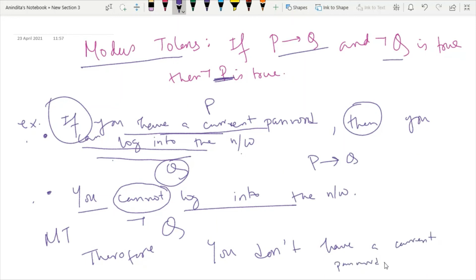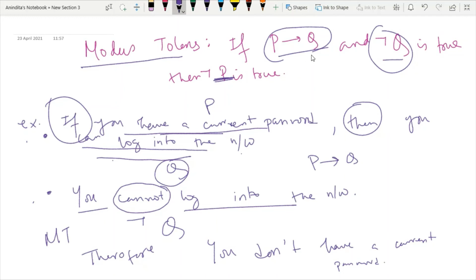This is the outcome from your AI machine. Remember one point: when to use modus ponens and when to use modus tollens depends on what scenario is given to you. If the scenario is P implies Q and P is given, then it will use modus ponens, which is known as the forward rule.